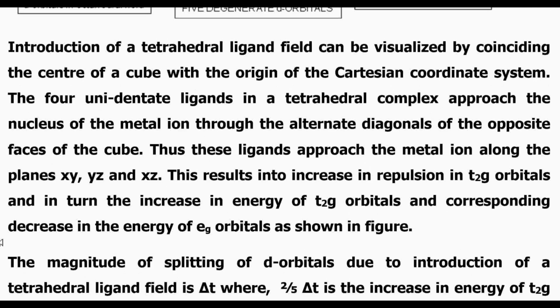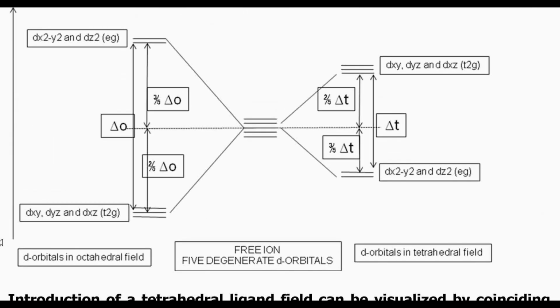So let us have a look at the right hand side of the picture. You have a free metal ion, and now if you are introducing a tetrahedral field, then the energy of the eg orbitals will be decreased and the energy of the t2g orbitals will be increased. The extent of splitting is delta T. The increase in energy of t2g orbitals is 2/5 delta T. The decrease in energy of eg orbitals is 3/5 delta T. So these are some of the features of this diagram.